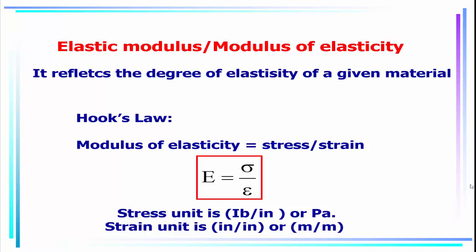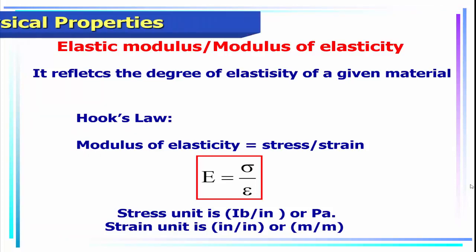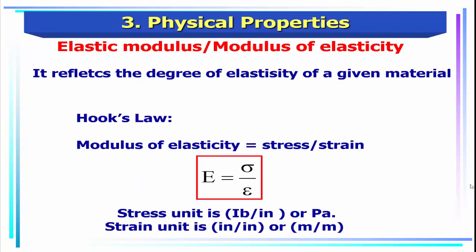We have the elastic modulus, the modulus of elasticity. It reflects the degree of elasticity of a given material. And here is Hooke's law. It's very, very important. So the modulus of elasticity is obviously the stress over the strain.